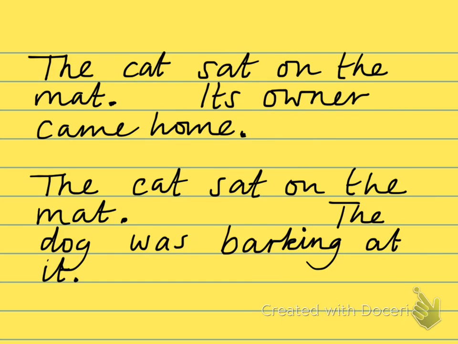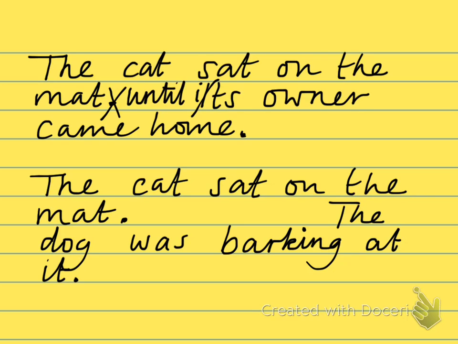Here are two other examples. The cat sat on the mat. Its owner came home. I'm going to insert until as my connective. Again, I can get rid of my capital I and replace it with a lowercase and get rid of my full stop. So the sentence now reads, the cat sat on the mat until its owner came home. No need for a breath, no need for a comma.